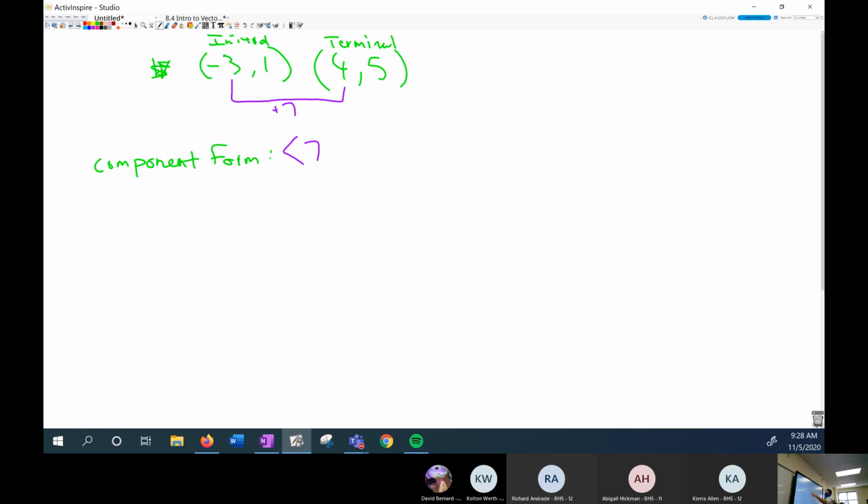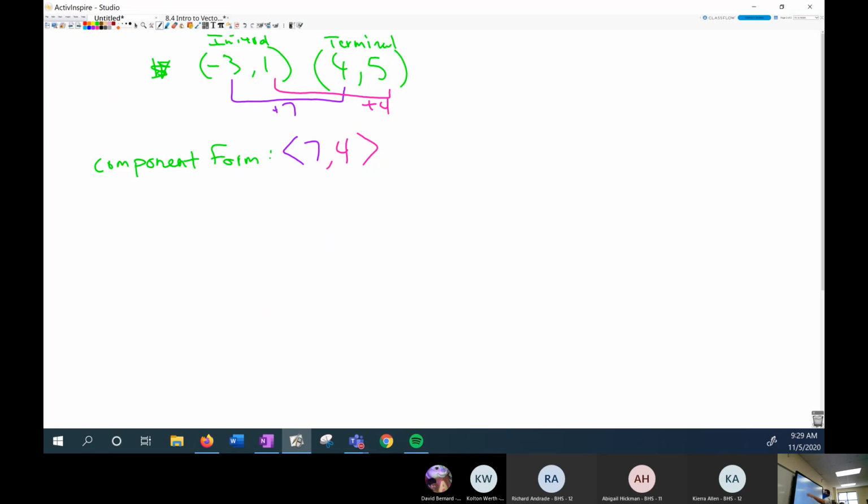Well, what are the instructions I got to take for the y's? 1 to 5. Okay, so from a 1 y value to a 5 y value, what's my instructions? Which way do I got to go? 4. So then that means my vertical component is a +4. So comma, 4, angle bracket. Again, when you put these in, after a comma, put a space.